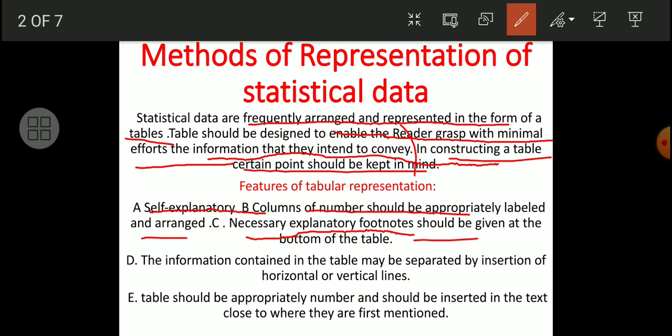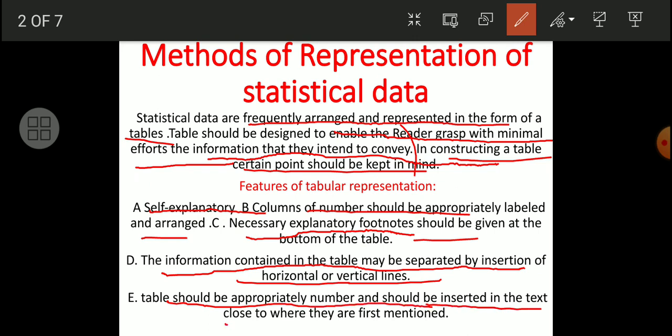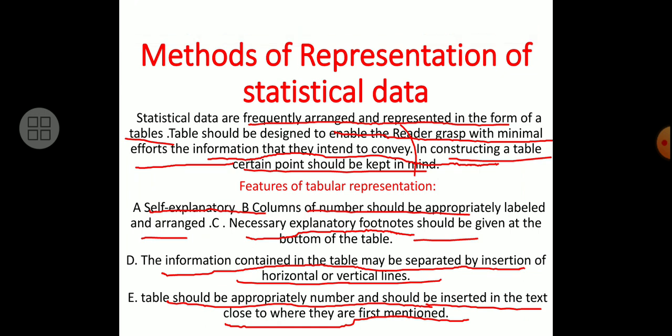Another, that is the fourth feature of tabular representation, is that the information contained in the table may be separated by the insertion of horizontal or vertical lines. That feature should be there again in a tabular representation. Tables should be appropriately numbered and should be inserted in the text close to where they are first mentioned. Isn't it? So this type of feature should be there in the tabular representation.